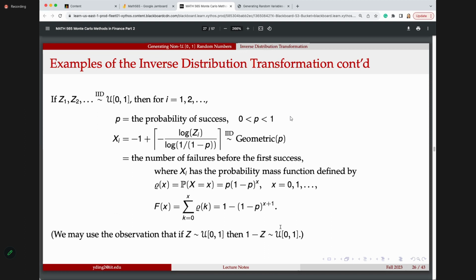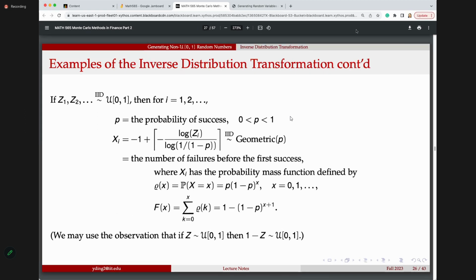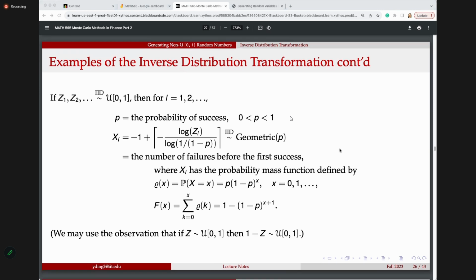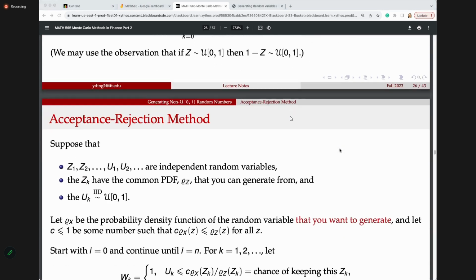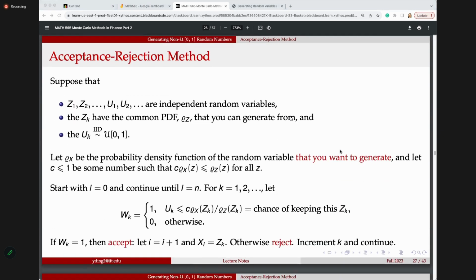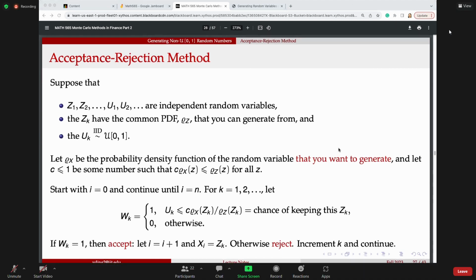Okay. All right, so this is one way to generate a random variable. And this helps us, even if we just have the uniform one, we know how to generate this, okay? All right, then today we will move to something different: the acceptance rejection method. So this is another method we try to do.